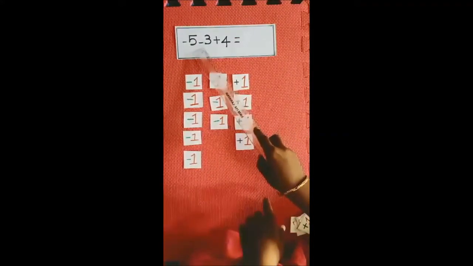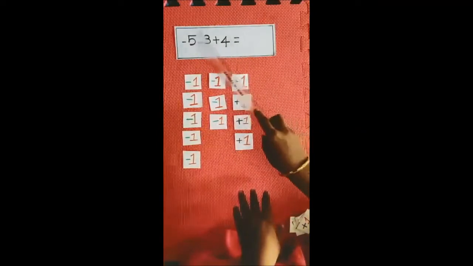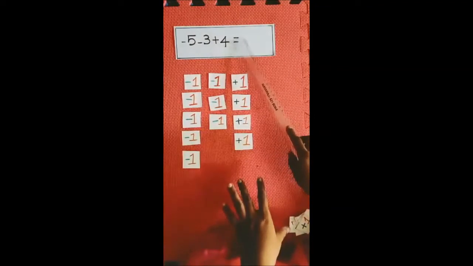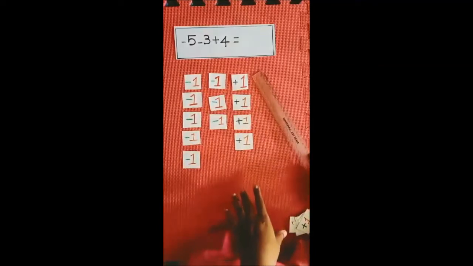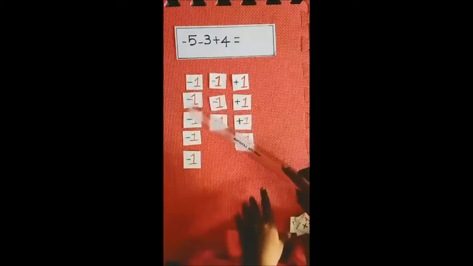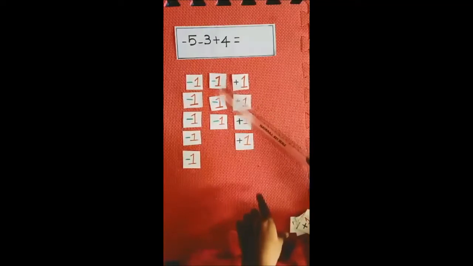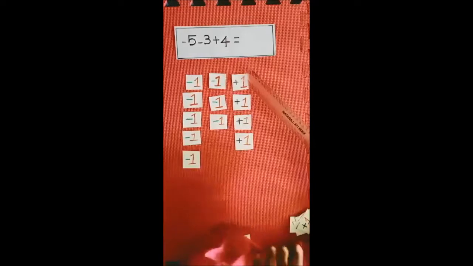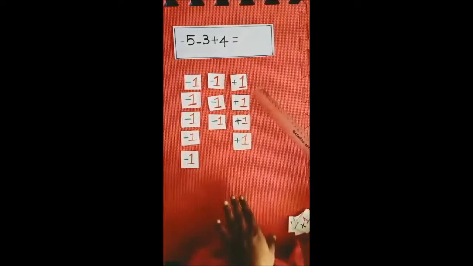Minus 5 minus 3 plus 4. Here we have three integers. Among the three integers, two of them are negative and one is positive. Now we are going to evaluate this using minus 1s and plus 1s. For minus 5, we have taken 5 minus 1s: 1, 2, 3, 4, 5. For minus 3, we have taken 3 minus 1s: 1, 2, 3. For plus 4, we have taken 4 plus 1s: 1, 2, 3, 4.